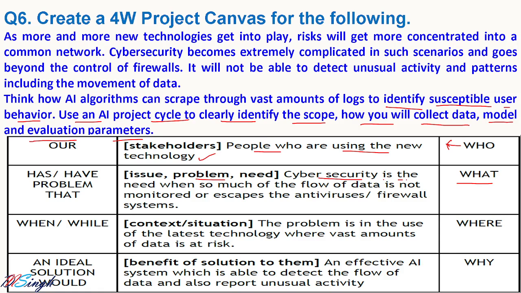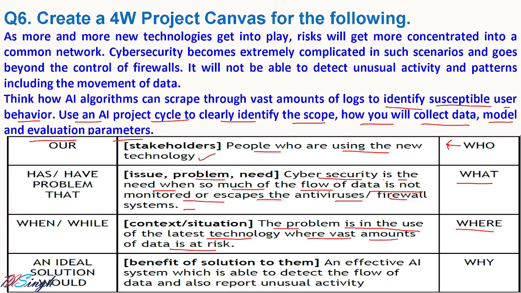Cyber security is needed when so much of the flow of data is not monitored or escapes the antivirus or firewall system. That is the issue or problem. Normal or conventional antivirus are not able to detect the flow of data. Where is the context of the situation? The problem is in the use of latest technology, where a vast amount of data is at risk.